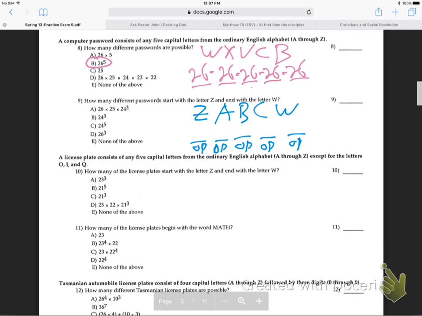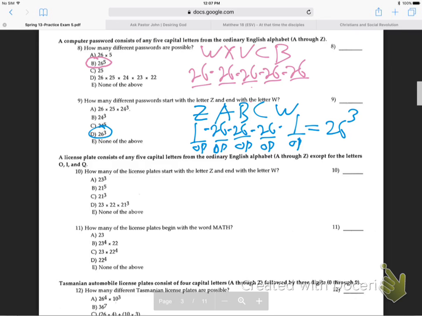How many options for the first decision? 1 here and 1 there, because you had to start with Z and finish with W, and then there's just 26 for the others. So if you multiply those all together, that's really 26 to the 3rd. The ones don't do anything, so it's D. Good. We're rolling. These are easy for you.